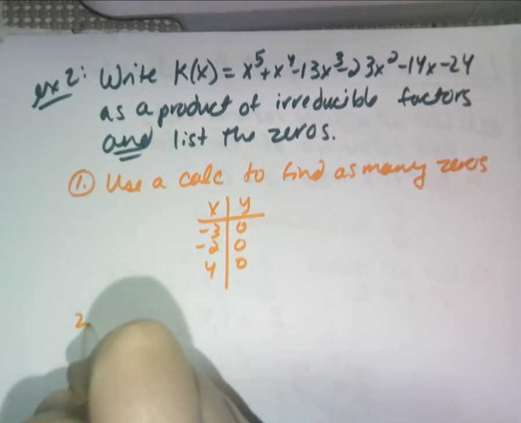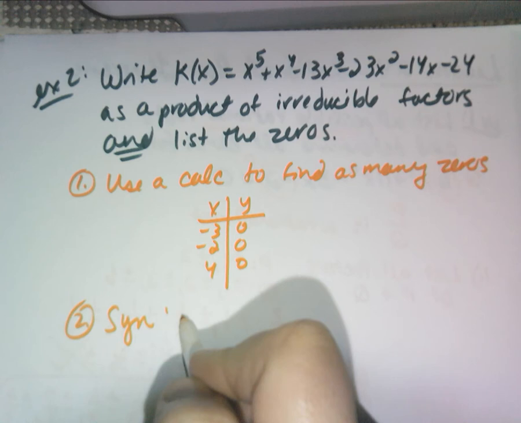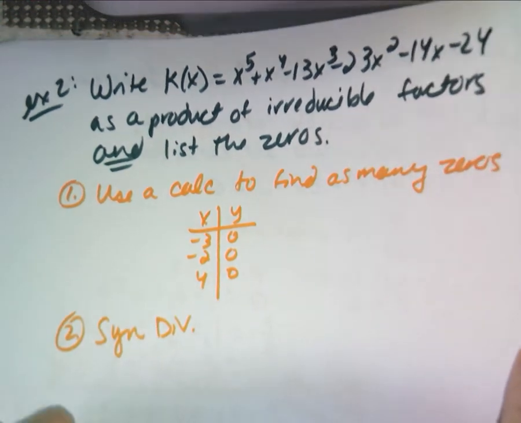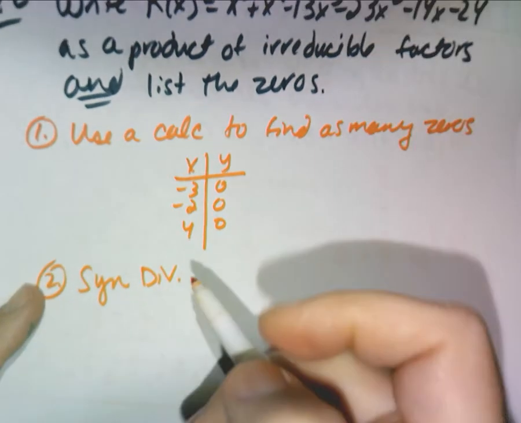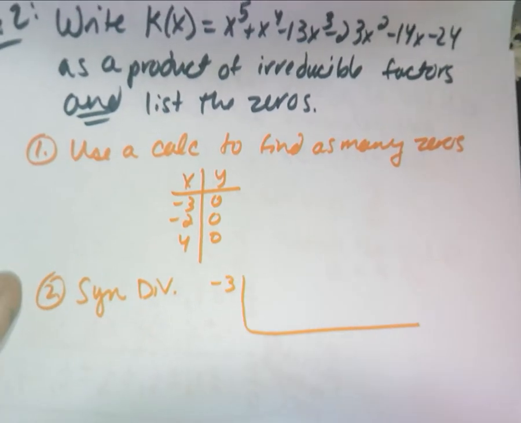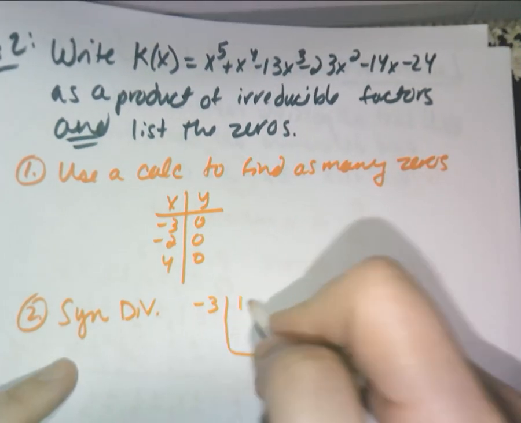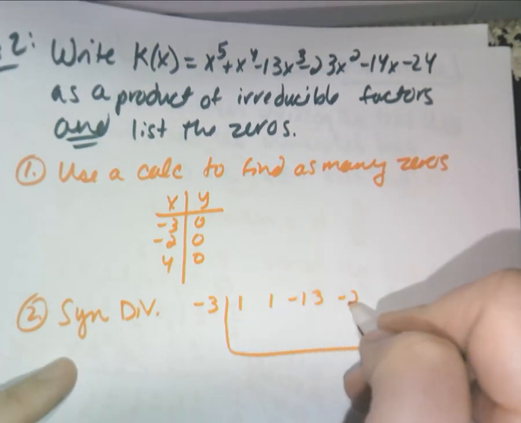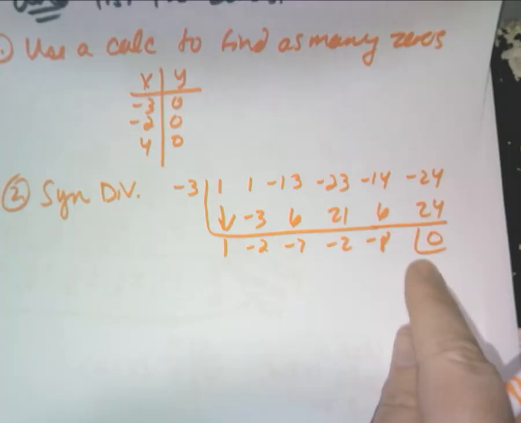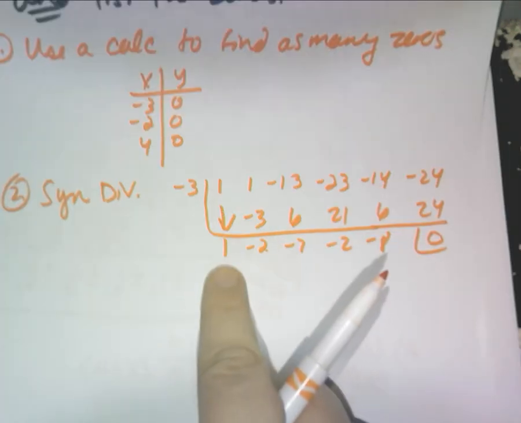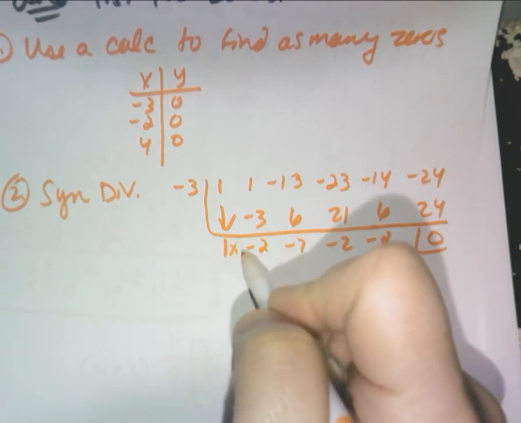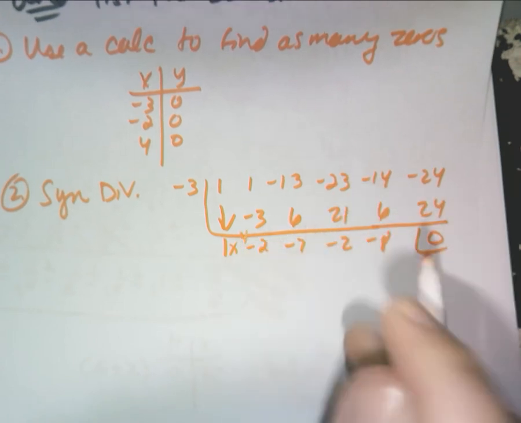So now you're going to do your synthetic division. And you're going to do synthetic division by every single one of them. And here's what I mean. So I just start with the top one, -3, and I'm going to synthetically divide it into my main polynomial, which is 1, 1, -13, -23, -14, -24. 0. Do you all agree? Okay. Here's my question. This is now a polynomial of x to what power now? The 4th. Okay.